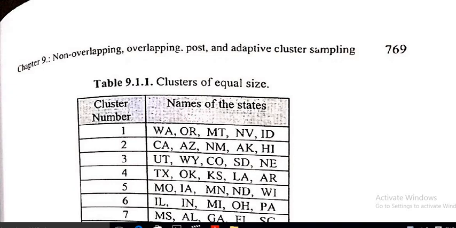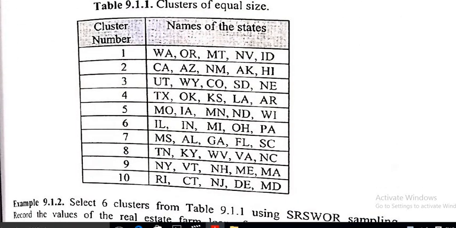I have shared here a few examples of cluster sampling from a book. This is a table of a few states of the United States in the form of clusters. The first cluster consists of the states WA, OR, MT, NV, ID. Similarly, the second cluster is CA, AZ, NM, AK, and HI. These are the names of the states, and these are the clusters. There are 10 clusters.